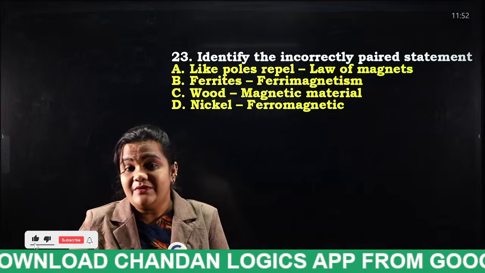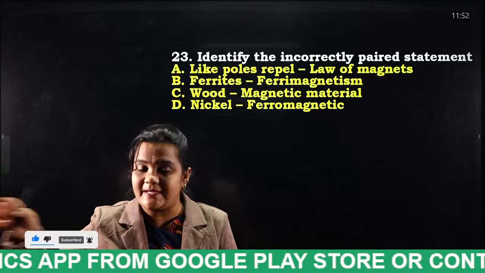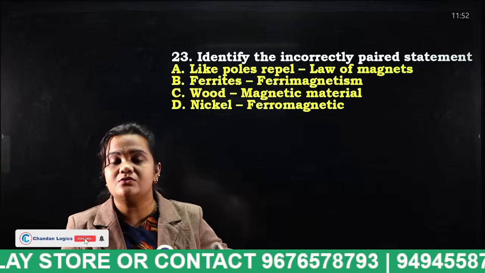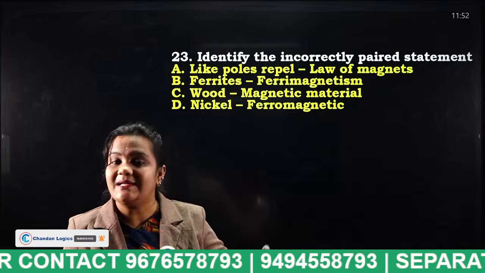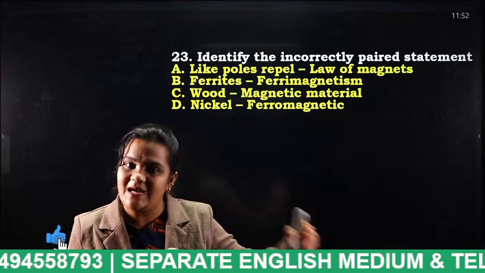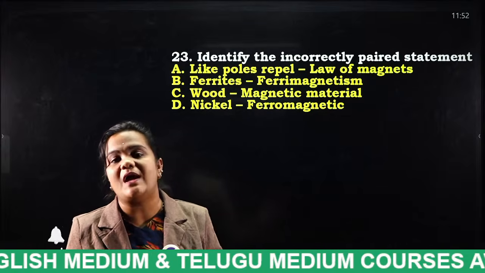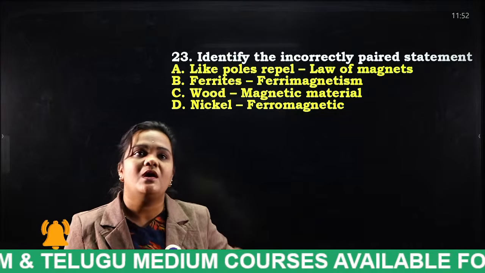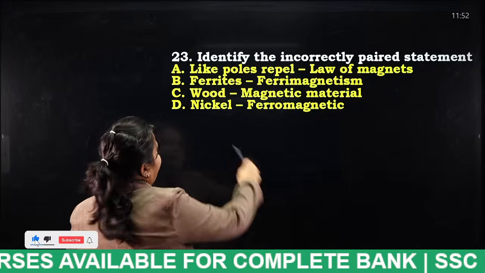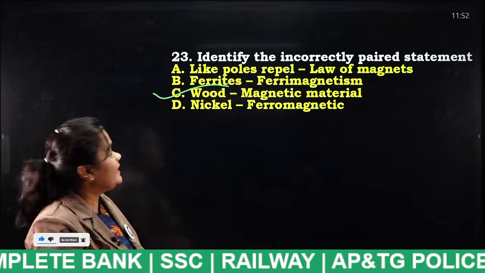So listen, if you know the concept, then you can attempt many questions, okay? By this you must know that we have to read the concept first. If we read the concept, we can automatically answer any type of questions, either a match the following, or statement-wise question, or assertion reason questions also, okay? Very good. So wood is not a magnetic material, it is a non-magnetic material.